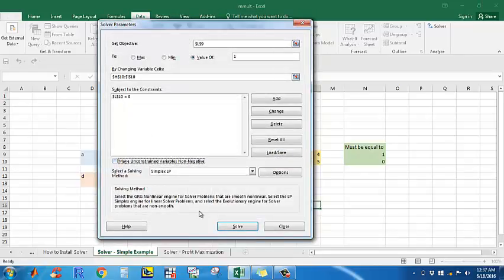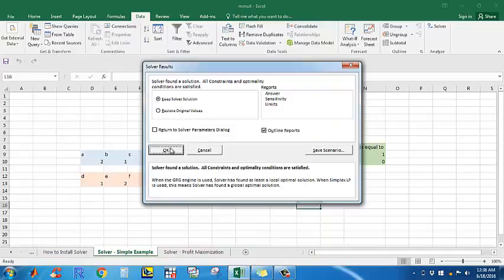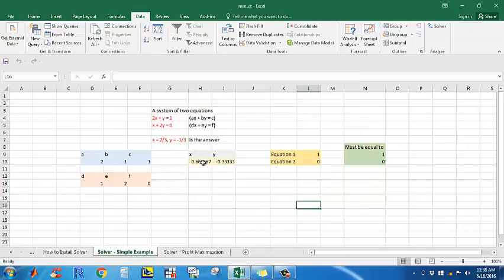Let's uncheck this option and let's click on solve, and don't forget to choose simplex LP as the method of solving. So click on solve. Let's keep the original solution, the solver solution. Let's click on OK. So now you observe that x and y take these values, and these are approximately close to x equal to 2 by 3 and y equal to 1 by 3.